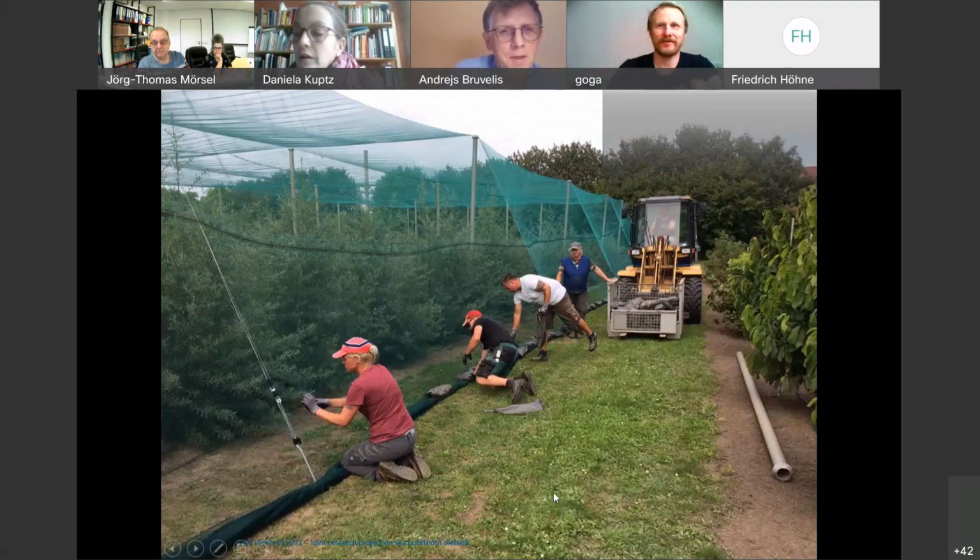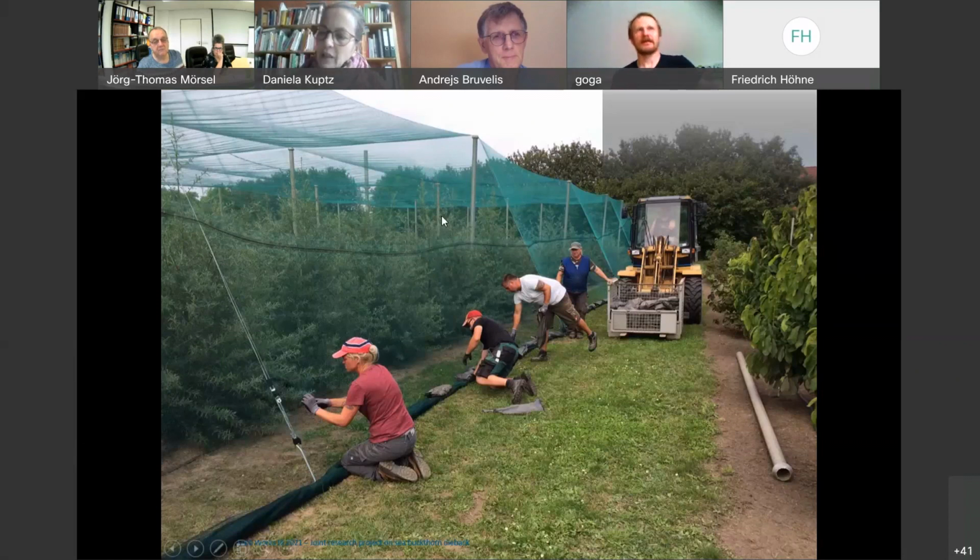It is a net against the birds. It is a net that is covering our Seabuckthorn against birds. Yes, we put old irrigation lines into the soil, and then we were pulling the net over them. So no birds could get into the orchard. Yes, I understand. Okay. Thank you.